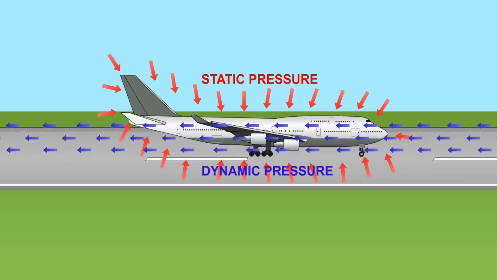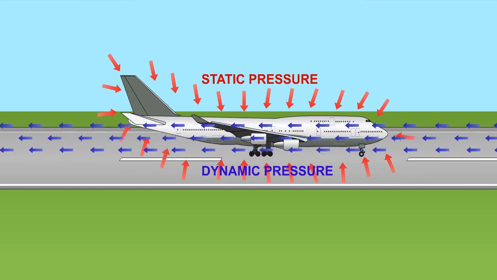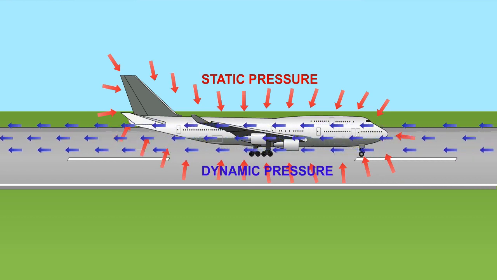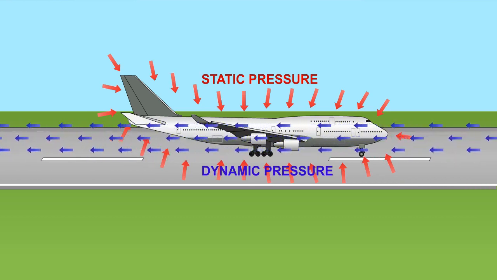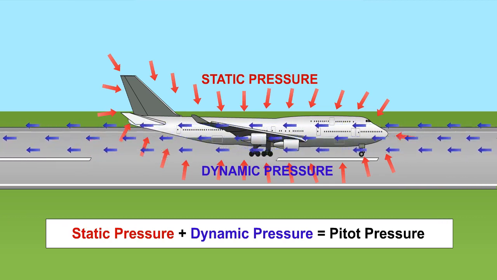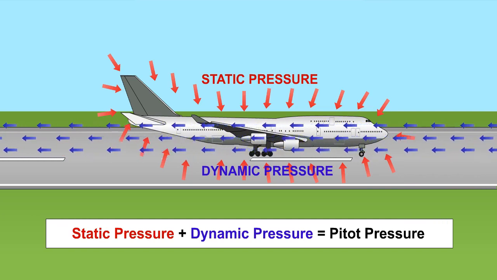In forward motion, the aircraft will be subject to an additional or dynamic pressure, represented here by the blue arrows. The total pressure the aircraft will be subjected to will therefore be the static pressure plus the dynamic pressure. This is known as total pressure or pitot pressure.